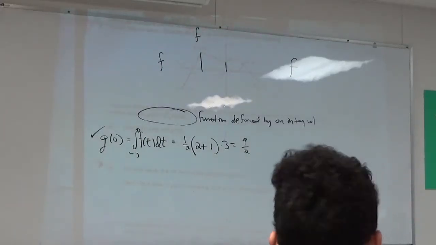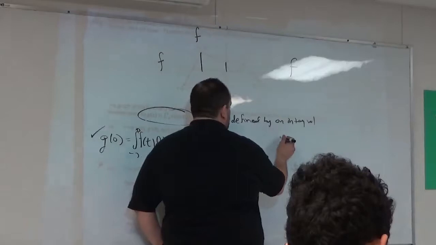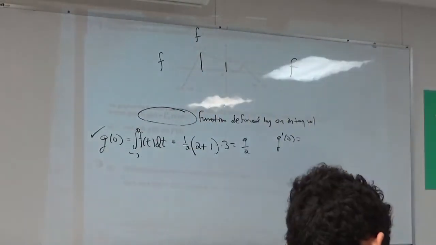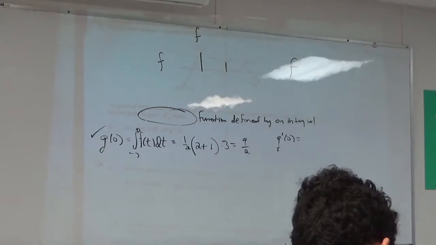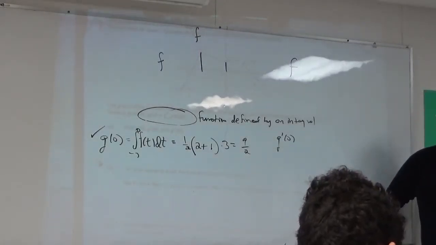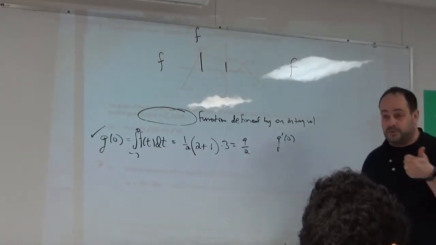Now I need g prime of 0. G prime of 0 is a completely different calculation. And here's where I want to be careful, really, really careful. To find g prime of 0, it's a two-step process. Step 1, to find g prime of 0.